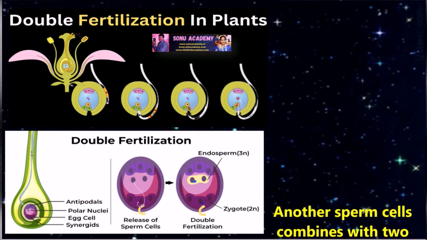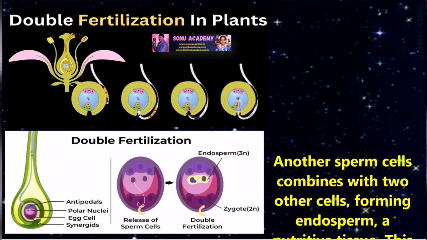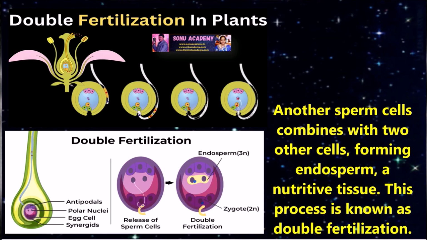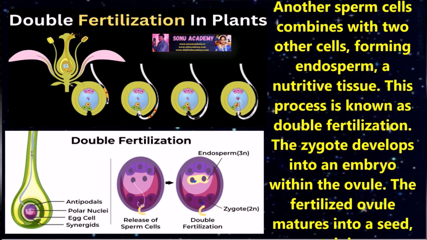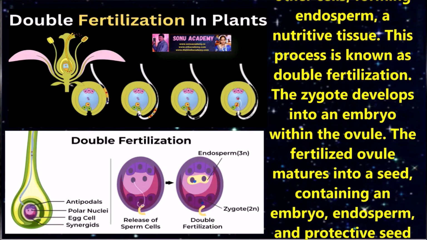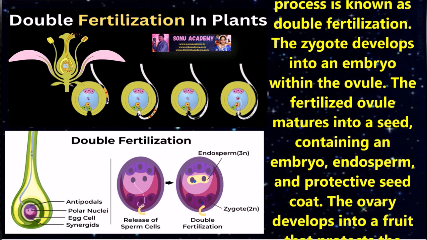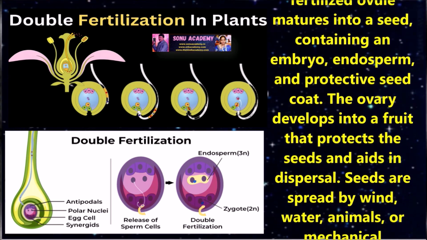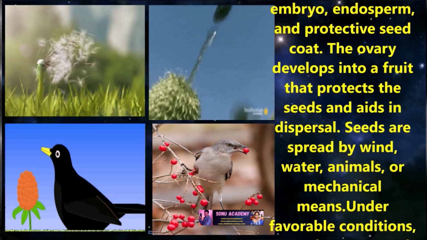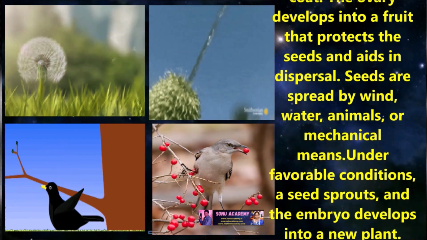Another sperm cell combines with two other cells, forming endosperm, a nutritive tissue. This process is known as double fertilization. The zygote develops into an embryo within the ovule. The fertilized ovules mature into seeds containing an embryo, endosperm and a protective seed coat. The ovary develops into a fruit that protects the seeds and aids in dispersal.